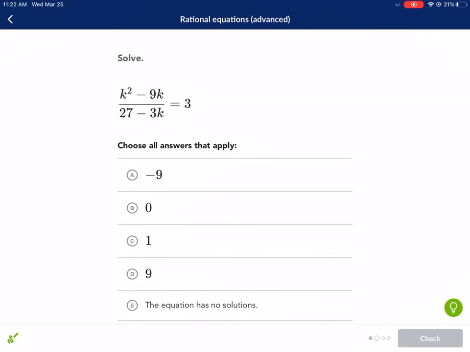Hello everyone, we're going to be talking about rational equations today. To complement our learning, we are going to do a Khan Academy exercise called Rational Equations Advanced. So let's go ahead and get started.